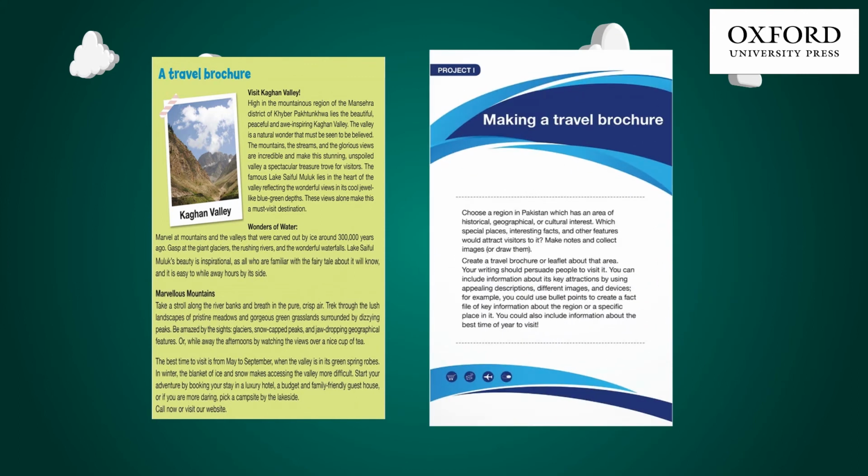The students are then tasked to make a travel brochure by choosing a region in Pakistan. They are asked to talk about the special places there, give interesting facts and other features that would attract visitors to it. They're asked to write in a way that will persuade people to visit it. They're tempted to visit it, and they can also use bullet points to create fact files or key information about the region. They can also include information about the best time of the year to visit it. So these instructions provide an outline to the students for making a travel brochure.